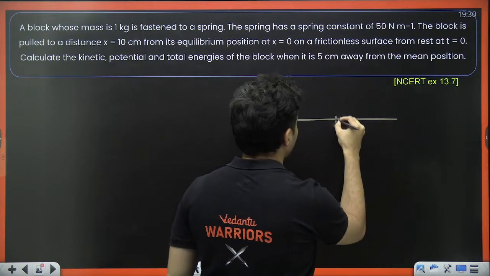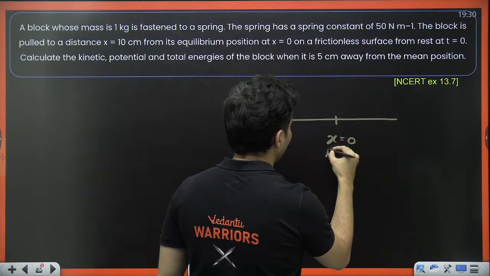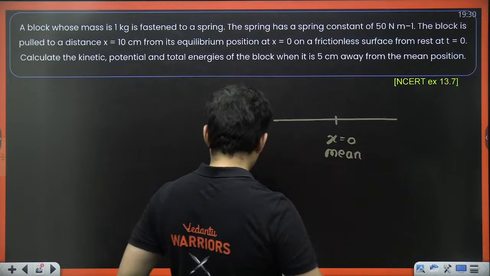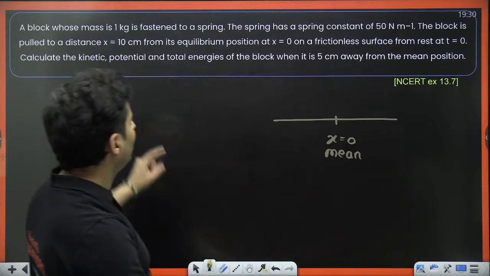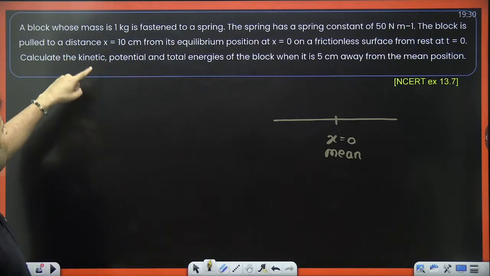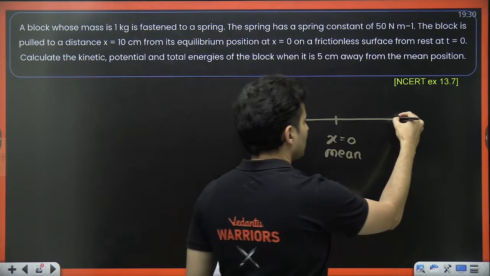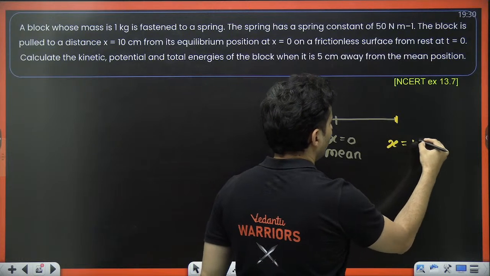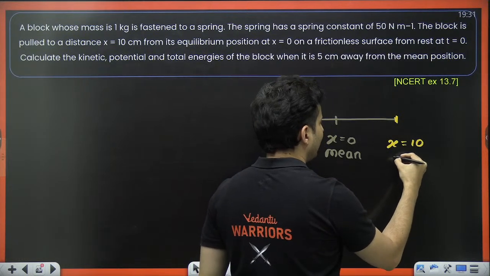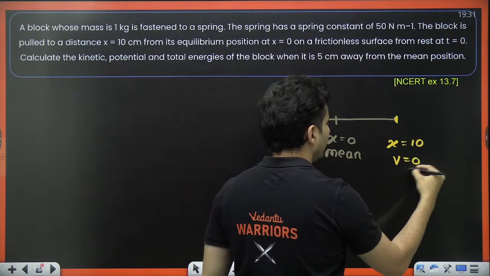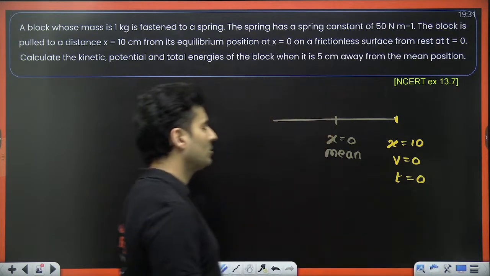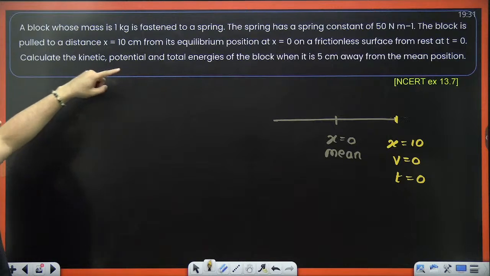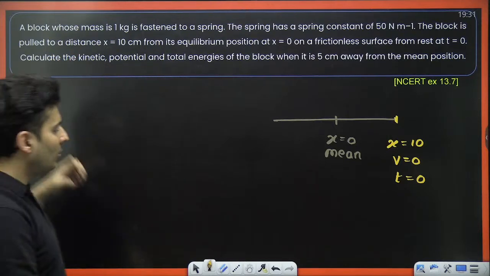This is your line. This is x equals 0, which is your mean position. The block is pulled from x equals 0, which is equilibrium, to x equals 10. This is x equals 10, and this is at rest, velocity is 0. This is also at t equals 0. It is here. When you leave it from there, then obviously it will begin to accelerate.